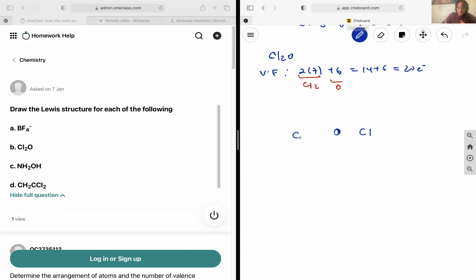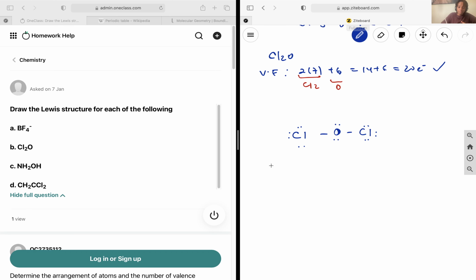So Cl, oxygen clearly deserves to be in the middle because 8 minus 6 is 2, and 8 minus 7 is equal to 1, and 2 is greater than 1. So oxygen can make the most bonds in this case. Let's start with a single bond between each and filling in the octets. And see if that matches our valence electrons. We have 2, 4, 6, 8, 10, 12, 14, 16, 18, 20. So our valence electrons are all taken care of.